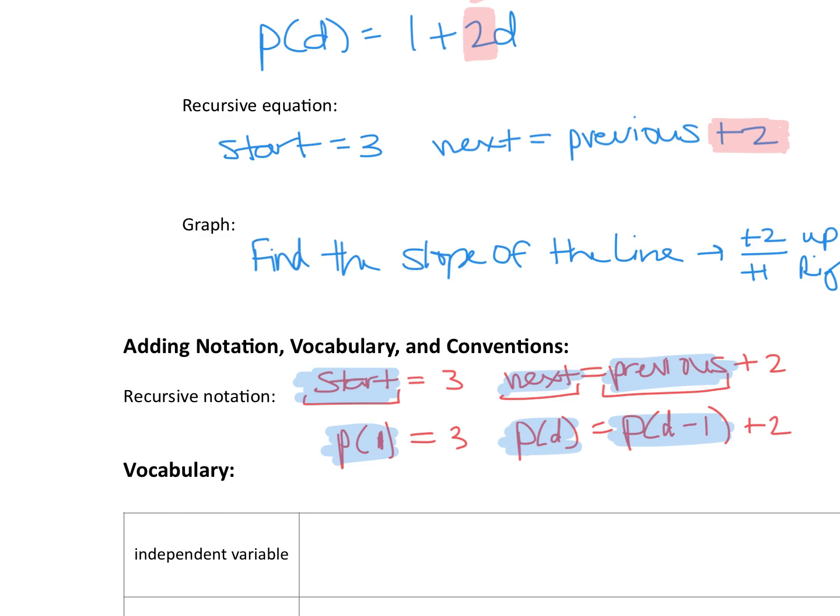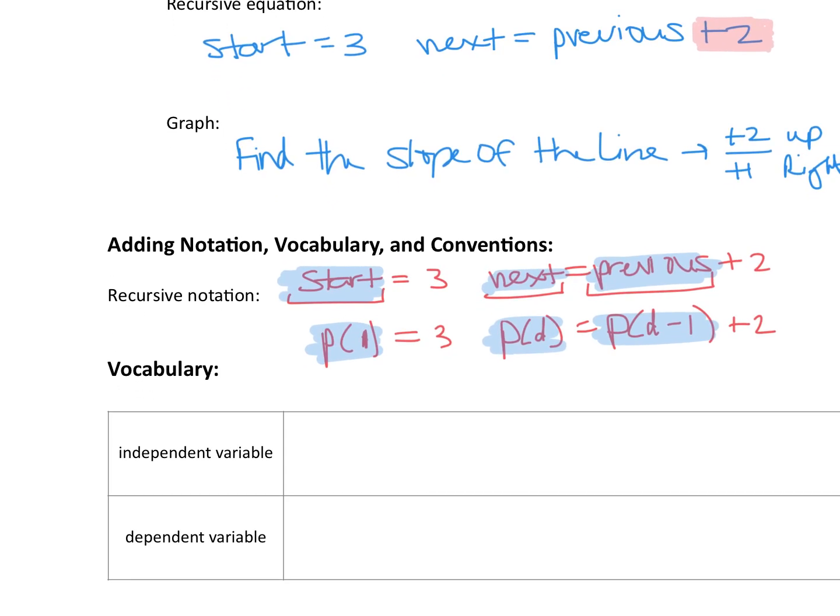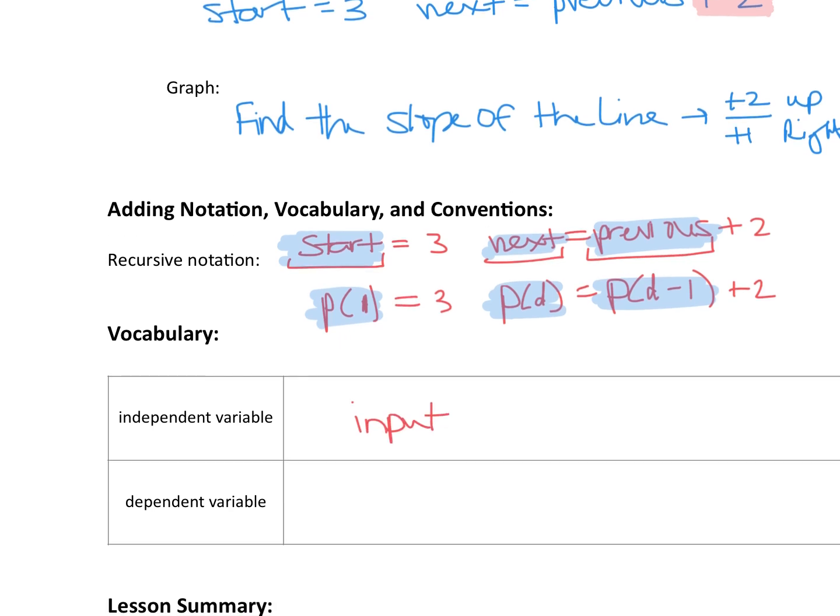We're going to do 2 vocab. Our first vocab is independent variable. That's just the input, what we decide to plug into the equation. And the dependent variable is just the output. It's the answer that we get out.